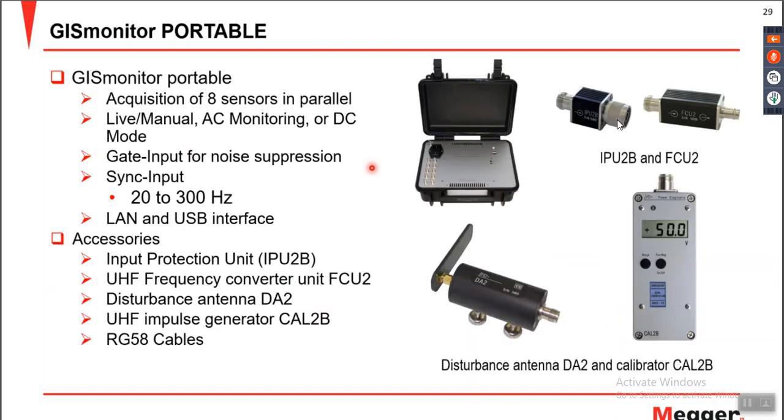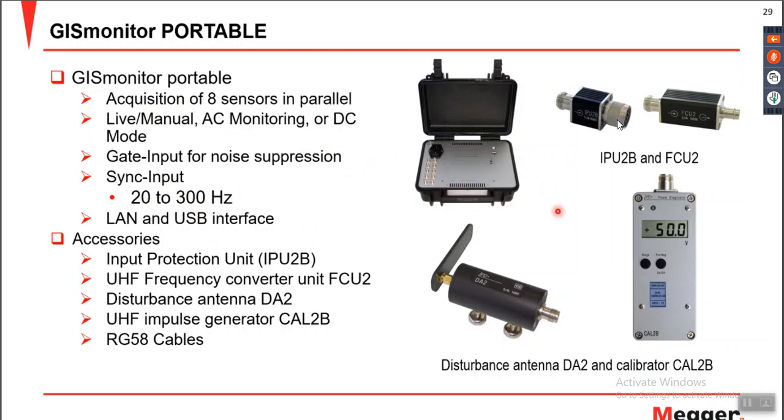Now coming to the solutions, as Megger we have different portable measuring instruments available. Whenever you are only looking for an ultra high frequency measurement on your gas insulated switchgear, we have the GIS Monitor Portable. This instrument comes with a minimum of 8 channels, all connected at a single time, and you can do parallel measurement. It can do sync connection up to 20 to 300 hertz. So during the commissioning stage also, you can utilize this instrument for performing partial discharge measurements.